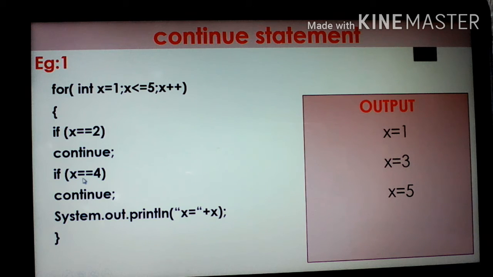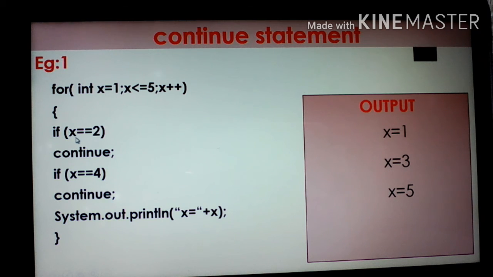Here the condition is true. So the control comes here, continue. When the control comes here, skipping all the statements in between, the control directly goes to the next updation. Now the value of x is updated and the value of x is equal to 5. 5 less than or equal to 5, the condition is true. Again we are entering into the loop.